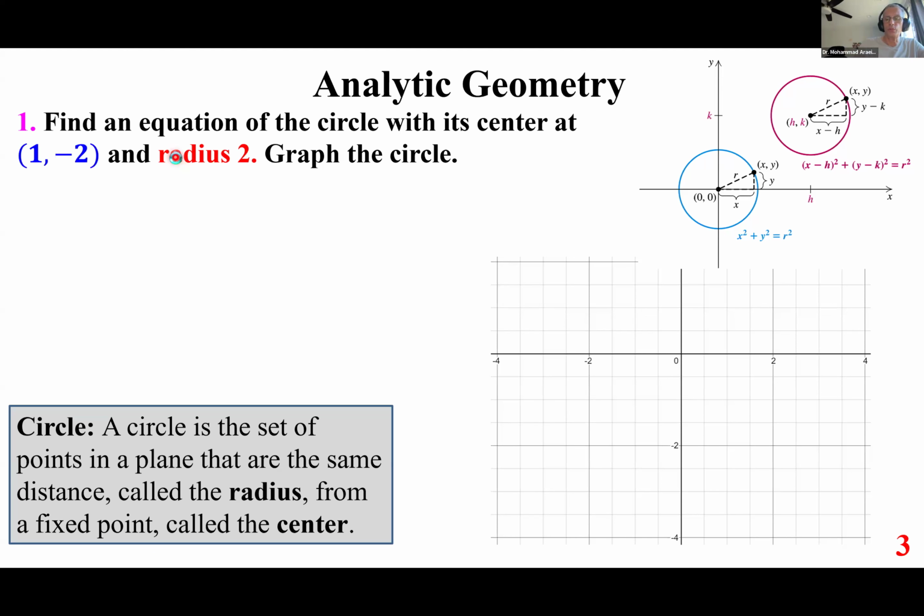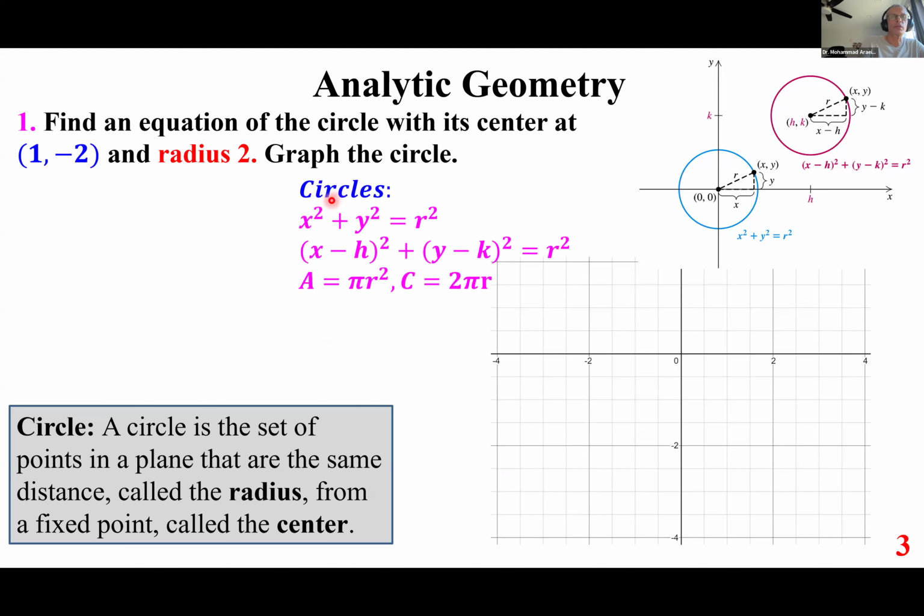All right, so we are dealing with a circle, as mentioned, with the following formulas: x squared plus y squared equals r squared, (x minus h) squared plus (y minus k) squared equals r squared. We should know the area is pi r squared and circumference is 2 pi r. In this case, the radius is 2. The center is at (1, -2). So according to this formula, we get (x minus 1) squared plus (y minus -2), that means plus 2, squared. R is 2. Therefore, 2 squared is 4.